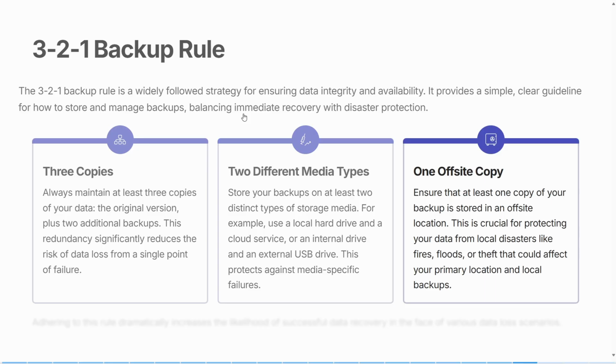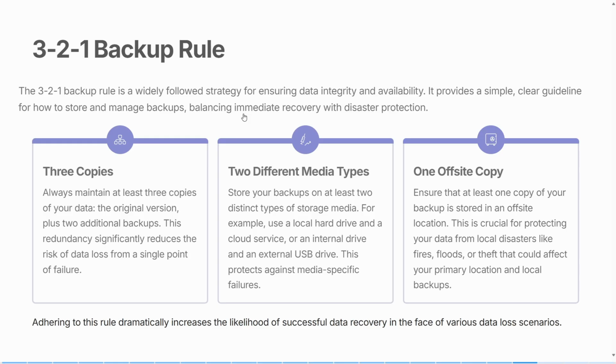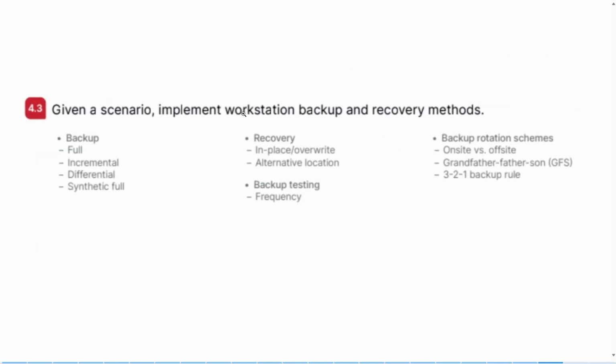Why have one off-site? Well, because that means if there's some sort of local disaster, you will still have access to that data because it was not in the location where that disaster occurred. By following this rule, you'll pretty much always be able to recover your data. So with that being said, guys, that was from exam objective 4.3. You'll need to know about all these different backup ideas: full, incremental, differential, synthetic, in place, overwrite, alternative location, the frequency of backup testing, and the specific schemes we talked about with on-site versus off-site, GFS, and 3-2-1. We talked about those there.